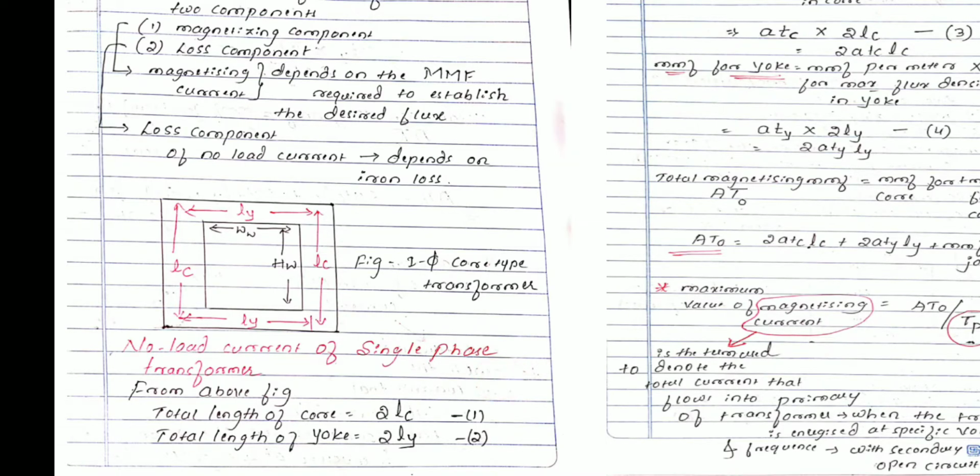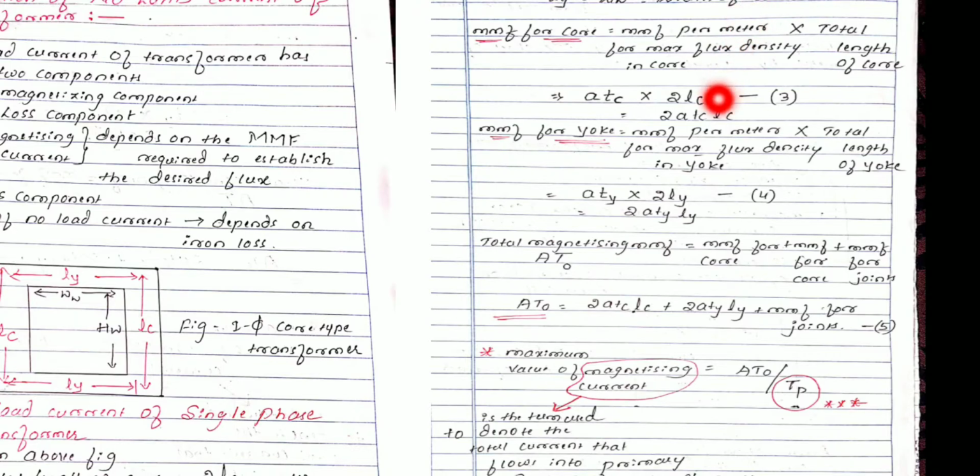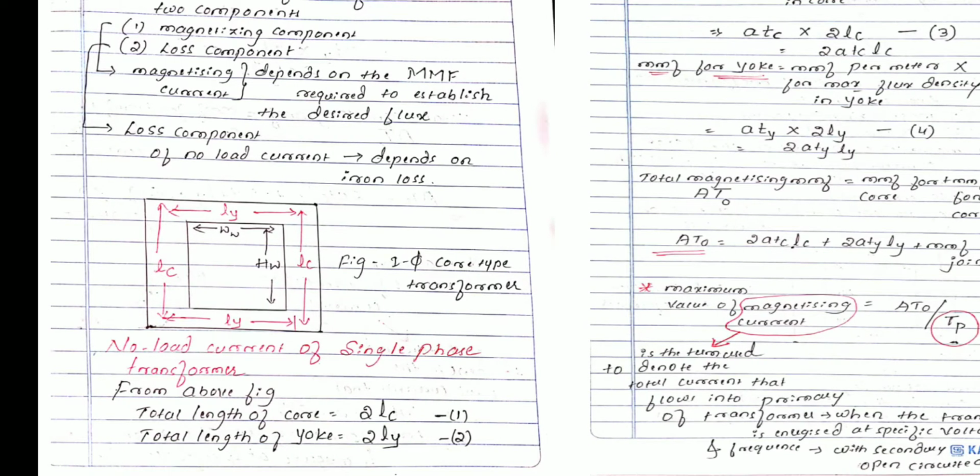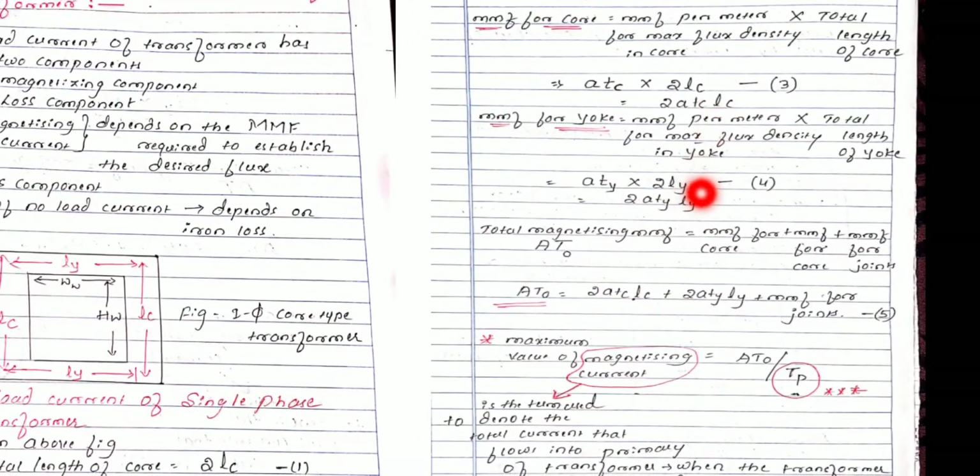See equation number 1. So I have written it into 2LC here. Altogether it will be 2ATC LC. Call this equation 3. So the core section is over. Which section is remaining? Yoke section. MMF for the yoke is also the product of MMF per meter for a maximum flux density in the yoke into the total length of the yoke. Here MMF means ampere turns in the yoke, with Y representing yoke. MMF in yoke is ATY into the total length of the yoke. See the second equation: the total length of the yoke is 2LY. So I have substituted it, and altogether it will be 2ATY LY. Call this equation 4.